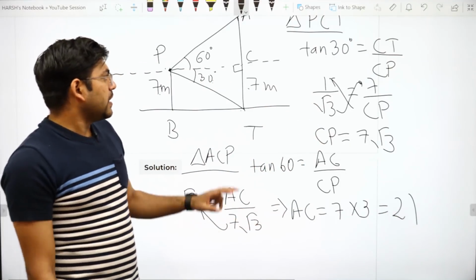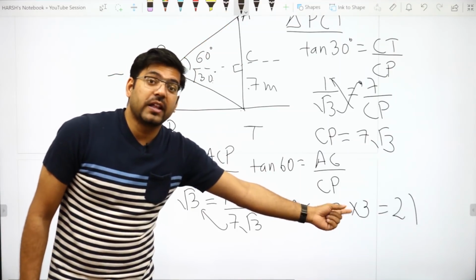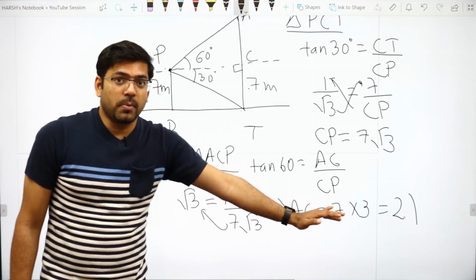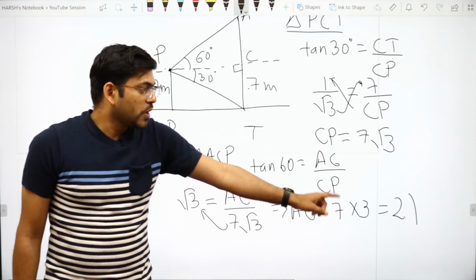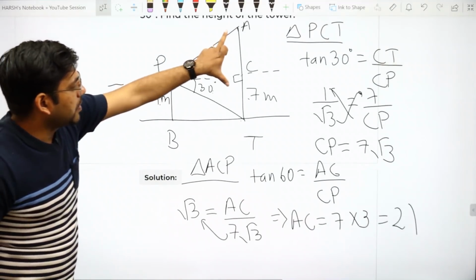And you have got AC. Now, height of the building. Many of the students leave the question here only. That is a silly mistake because 21 is not asked. So you will get your marks cut down because of this only. So don't do this. You have to make sure that the height of the building is asked.